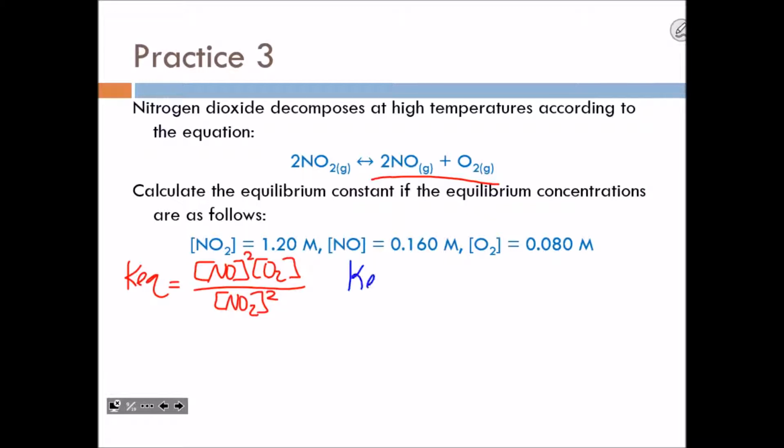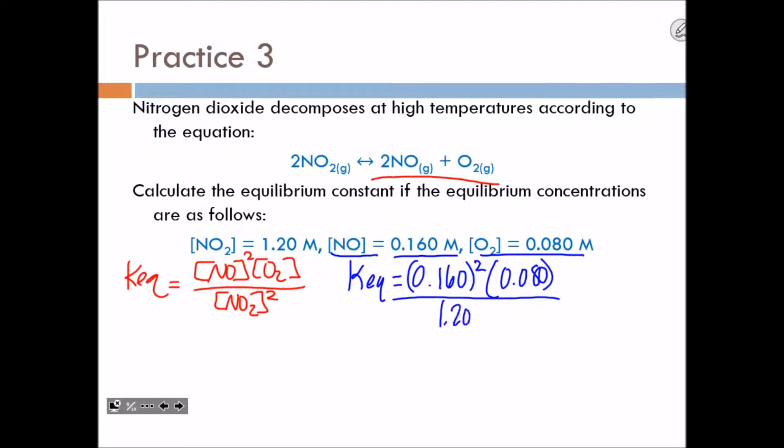Once you have your expression, now you can just insert the concentrations where they're supposed to go. So, Keq, here is NO, which is 0.160. We square that number times our oxygen, 0.080, over 1.20 squared. We're going to get our calculated value for K. And what does that come out to be? Anyone?